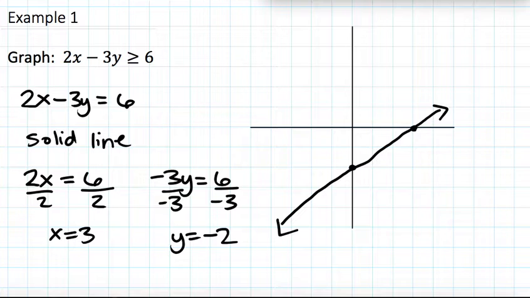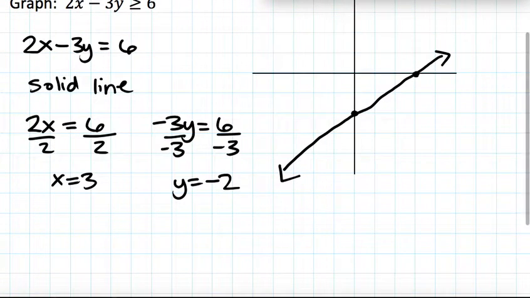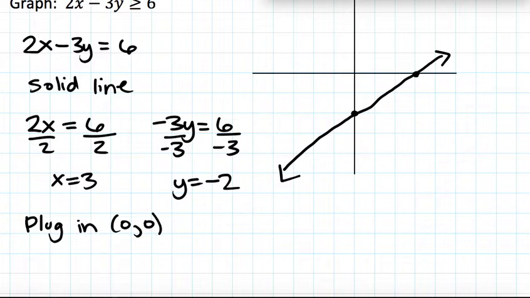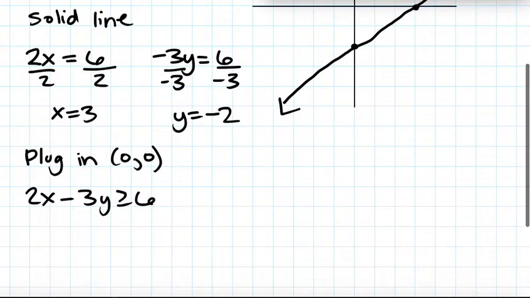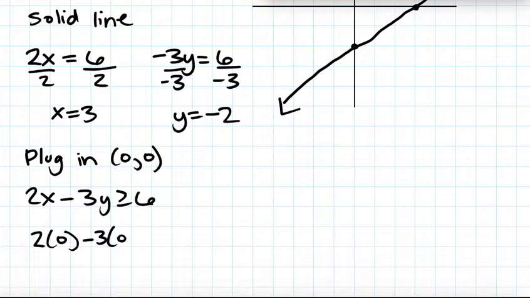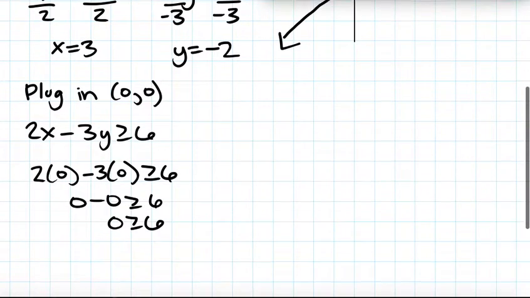So that's the line. Now I need to determine which side of the line should be shaded. So I'm going to plug in 0, 0. When I plug this in for my test point, I plug into my original inequality, not the equation with the equal sign. So that's 2x minus 3y greater than or equal to 6. So I plug in 0 for x and 0 for y. And 0 times anything is 0, so that makes the math a little bit easier here. 0 minus 0 is 0. So we have 0 greater than or equal to 6.